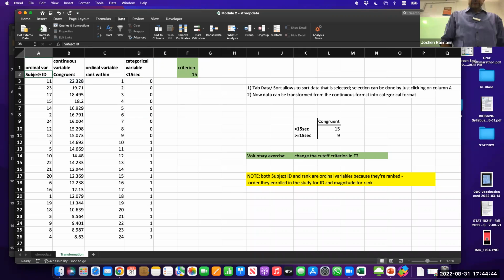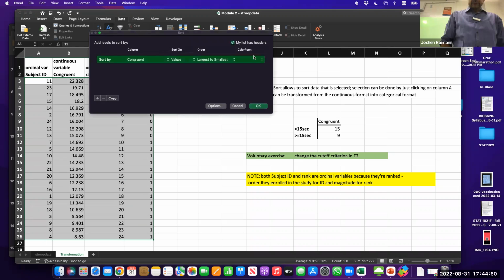Okay, so we're sorting, you select A2 to A26, you go on sort. You go on column congruent. Yeah, so you can select here what you want to sort it by. You go on sort on values, largest to smallest, which you can change now to smallest to largest, and then you go on OK.